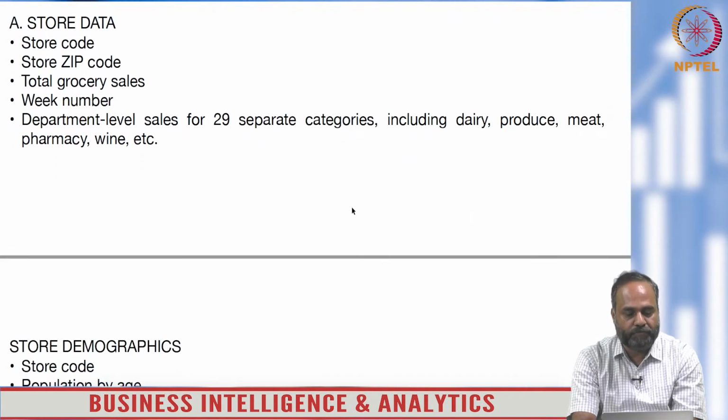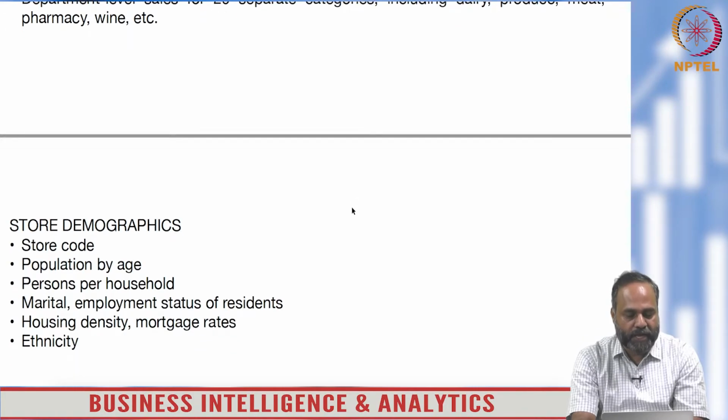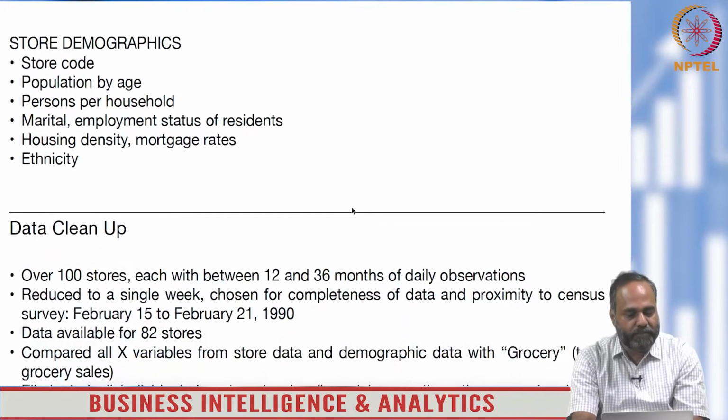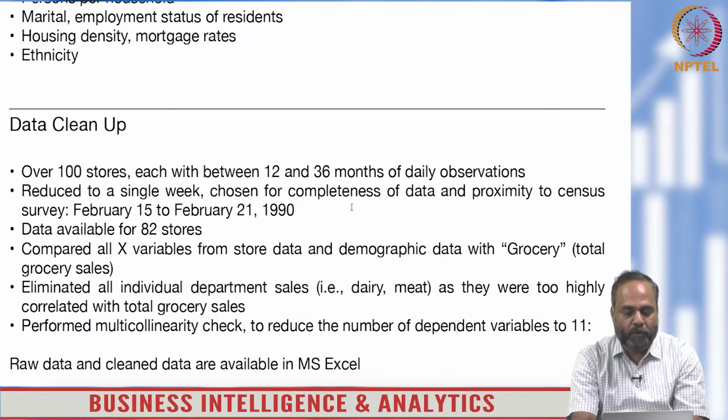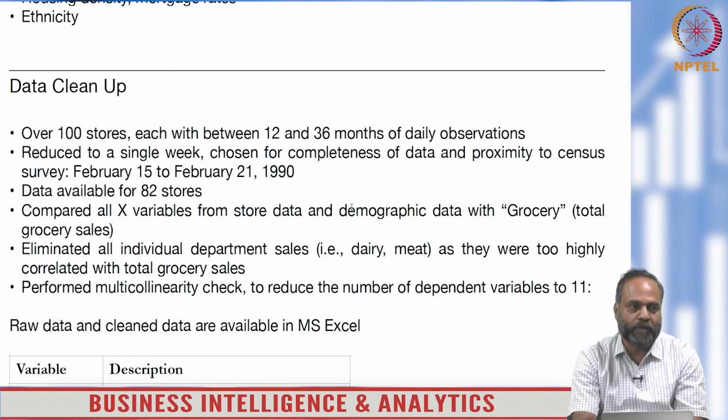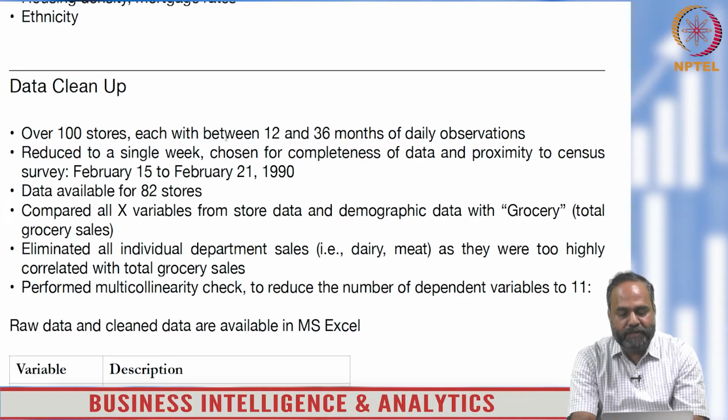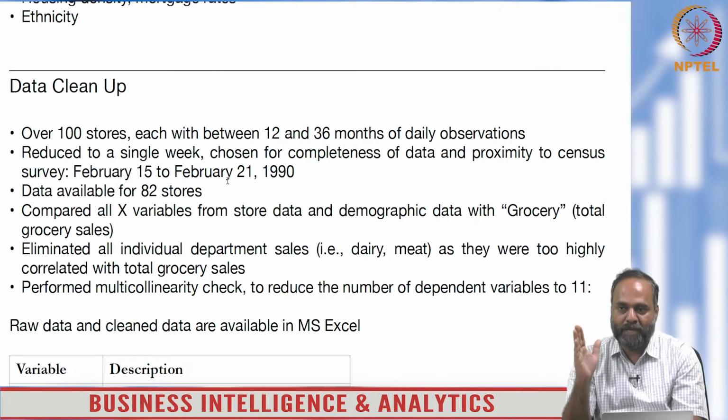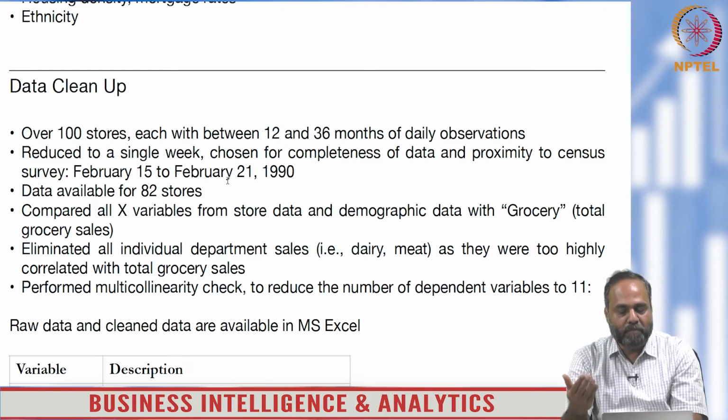The data consists of different attributes like what is mentioned there, and then you can look at how this project group worked and cleaned the data, or prepared the data for analysis. The first step was data cleanup, over 100 stores, each with between 12 to 36 months of daily observations, reduced to a single week chosen for completeness of data and proximity to census survey, February 15 to February 21.